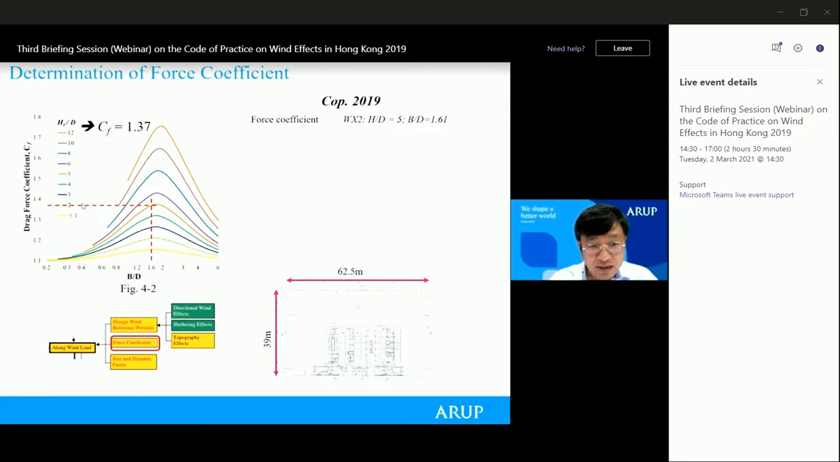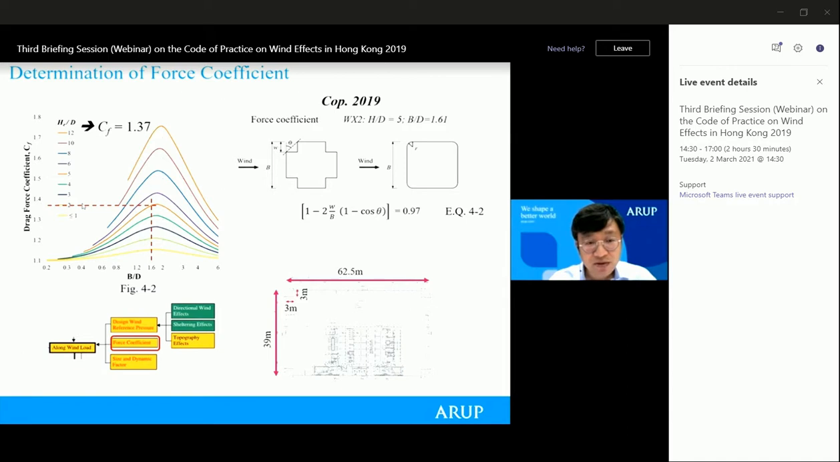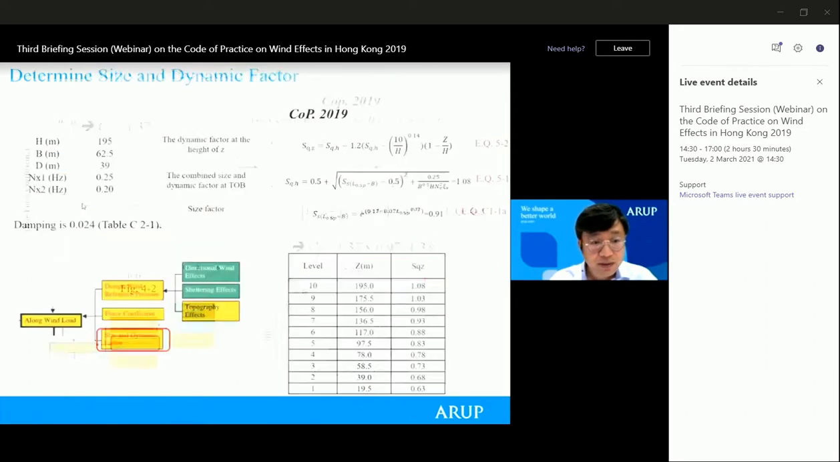And another point we especially want to highlight in this case is actually we have a recessed corner. Following the rule in the code, in equation 4.2, for recessed corner case, we can have a further reduction on the force coefficient. By calculation, the reduction factor is about 0.97. So then the final force coefficient is 1.37 multiplied by 0.97, so it's about 1.33.